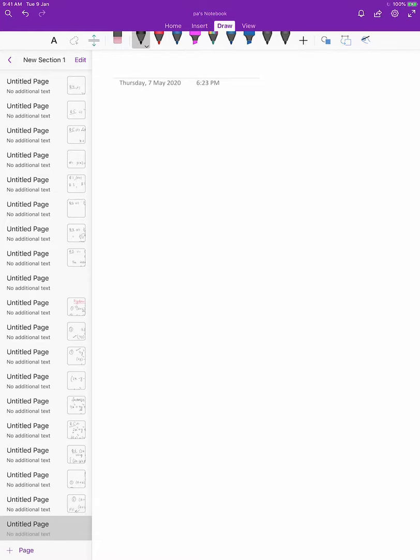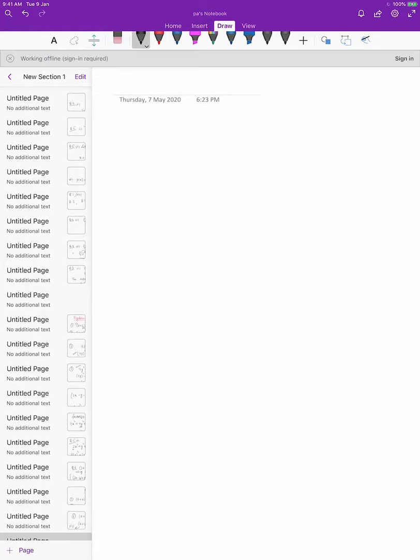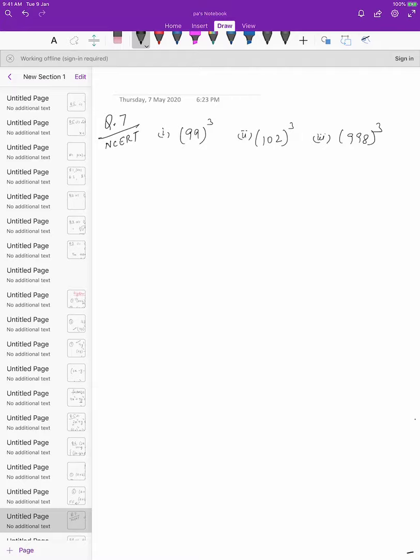So you've understood how to expand these type of questions which are in the form of a minus b whole cube and a plus b whole cube. And now let's do the application of these identities in solving some questions. I have taken question number 7 from your NCERT book, which has 3 parts. Let's do it first one by one.